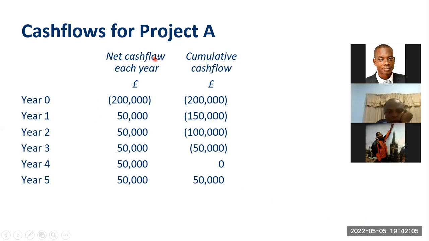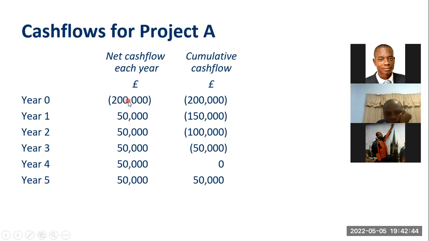Now, here we have the net cash flow of each year, and then here we have the cumulative cash flow. Let me explain it. What we call year zero is now, as we speak. It's not yet one year. At the beginning of the year is year zero. When you have invested something, it is normally in brackets, which means it's an outflow.